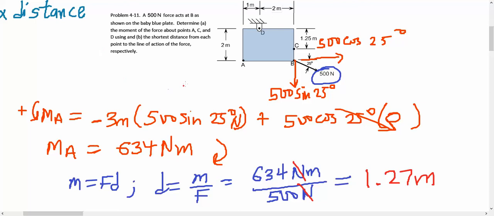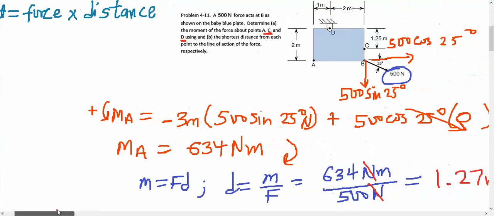So for this question, the same applies for C and D as well. The same steps, same procedures, no difference whatsoever.